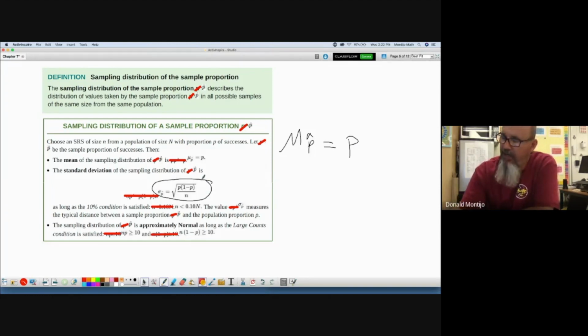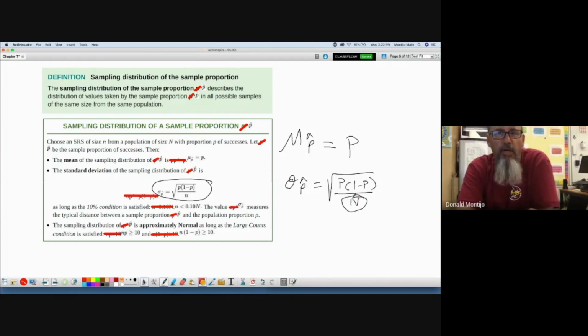formula for the standard deviation of p hat. The standard deviation of p hat is equal to the square root of p times 1 minus p over n. So this is what's making that spread smaller. As n gets larger, the spread gets smaller.